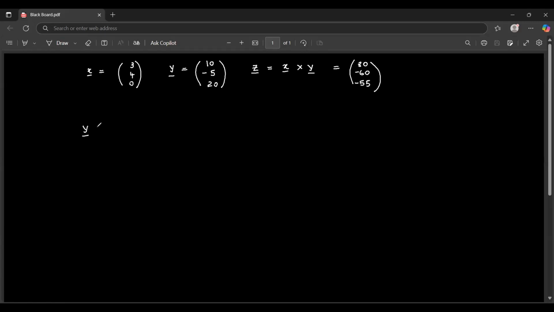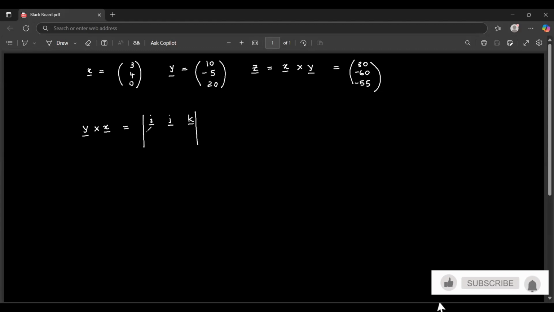Find out y cross x. Well, y cross x will be equal to the determinant with i, j, k, then 10, minus 5, 20 here because y is in the first place. And then we have 3, 4, 3.